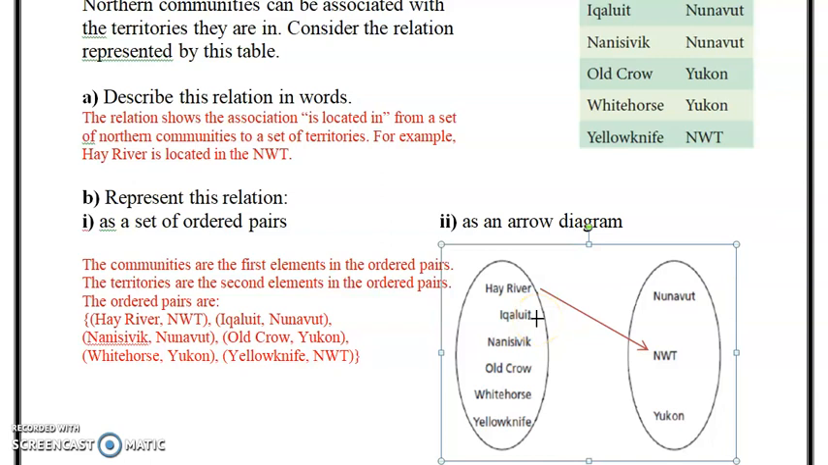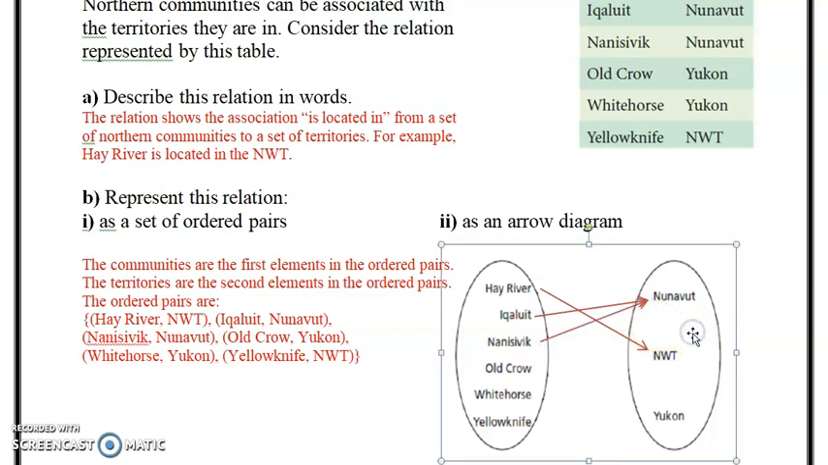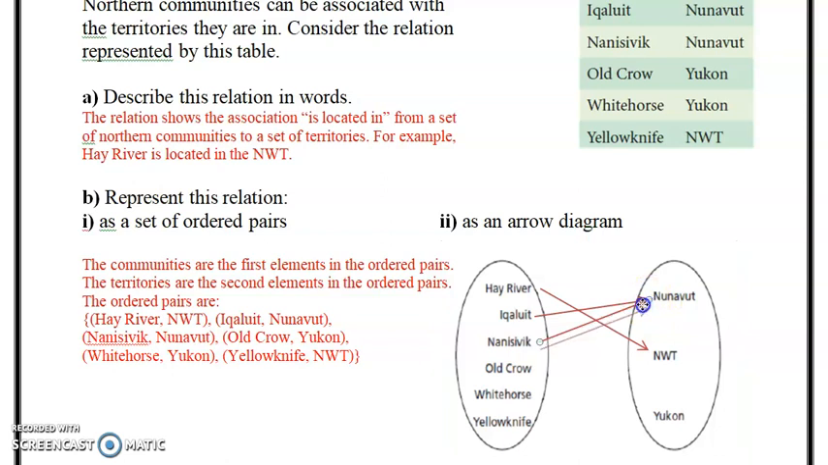We have Puvirnituq going to Nunavut. And then we have Nanisivik also going to Nunavut. Next we have Old Crow, and that's going to the Yukon. Next we have Whitehorse, which also is located in the Yukon. And the last one is Yellowknife, and Yellowknife is located in the Northwest Territories.